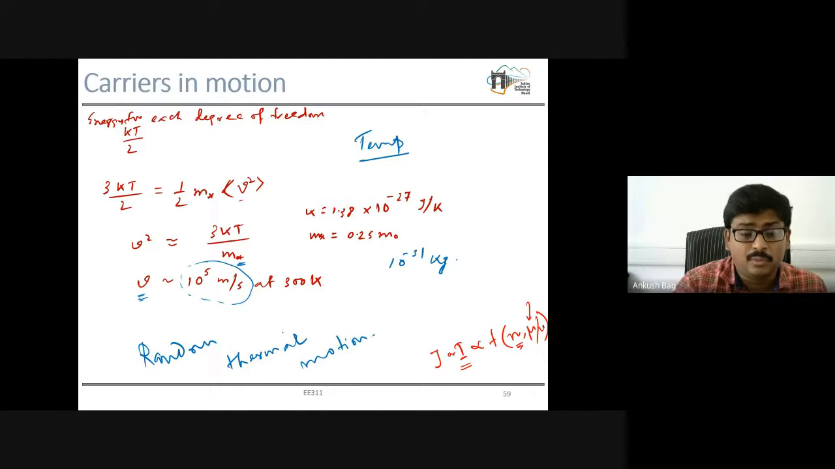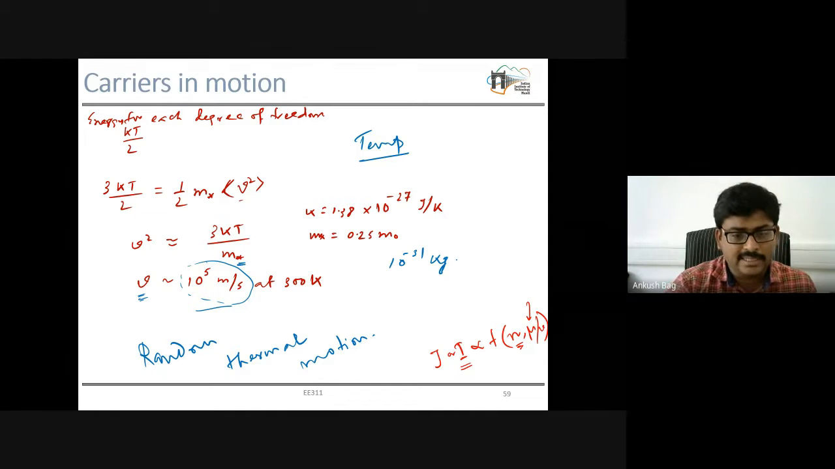And this random thermal motion, as we calculated last time, has a very significant value. So 10 to the power 5 meter per second velocity is not that low, it's very fast, but it is not giving us any current. So finally, in this current equation, it does not have any role. The thing is, this random thermal motion, although it has a significant value, is not giving us current.